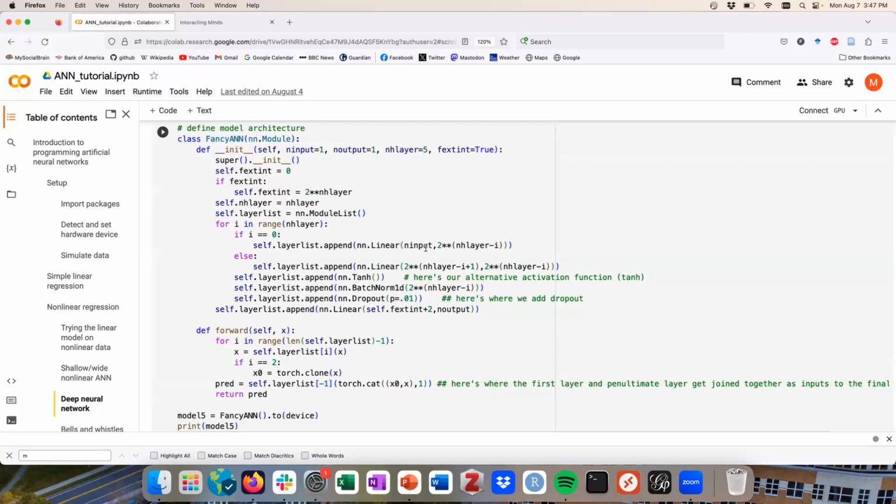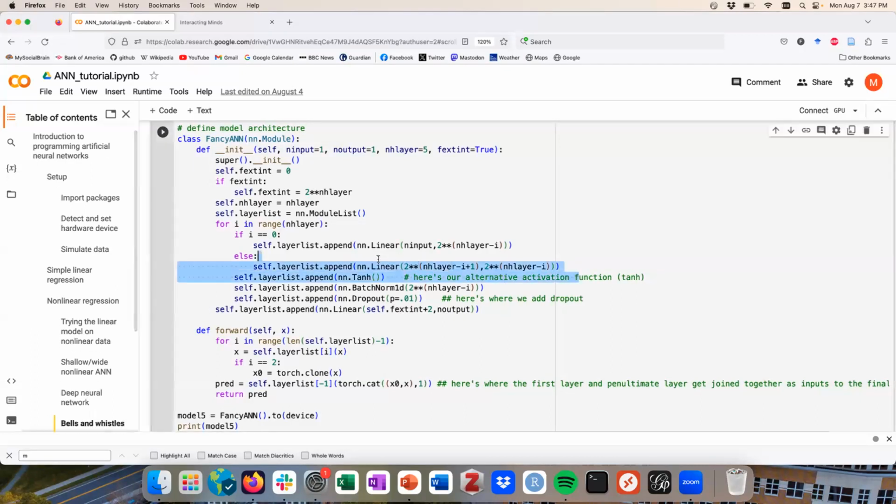Here's our alternative activation function, which is the hyperbolic tangent function. It's one of these S-shaped things. The sigmoid function is very similar, but the sigmoid ranges between 0 and 1, so it's usually used as an output class for binary classification. The hyperbolic tangent goes from -1 to 1 instead, so it's usually used in hidden layers.